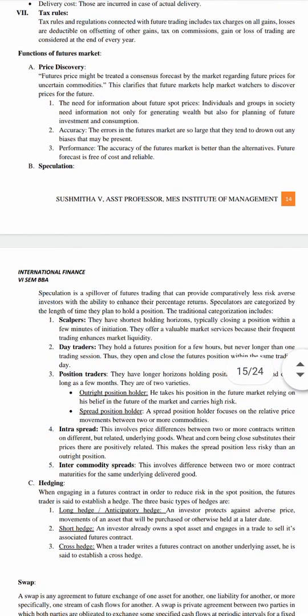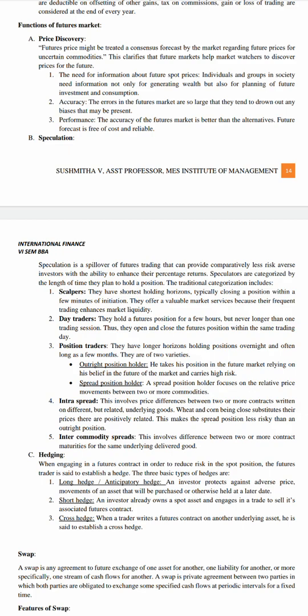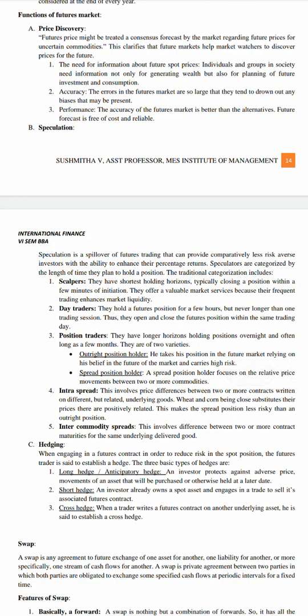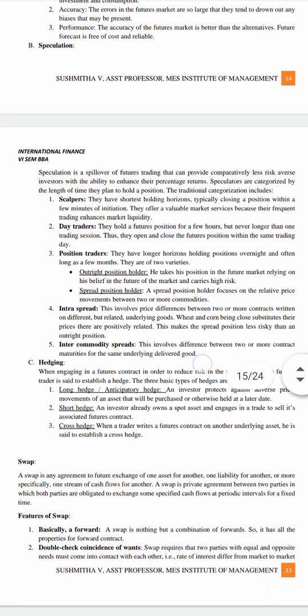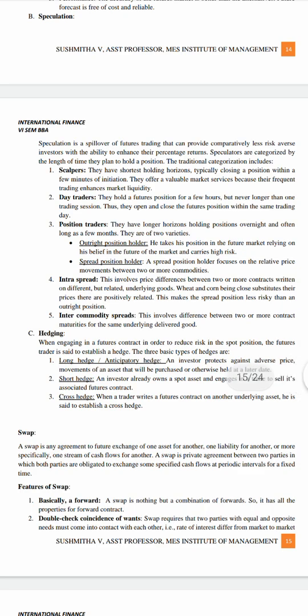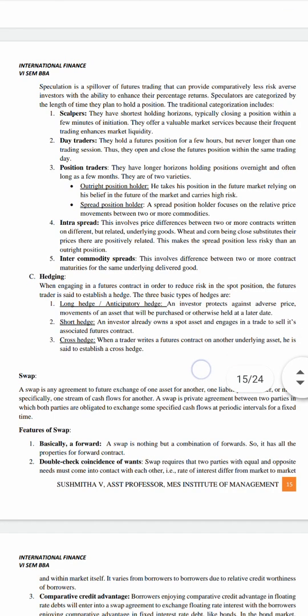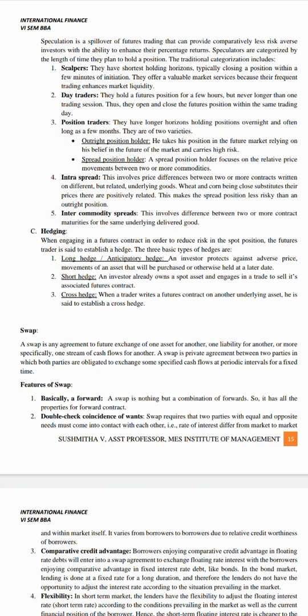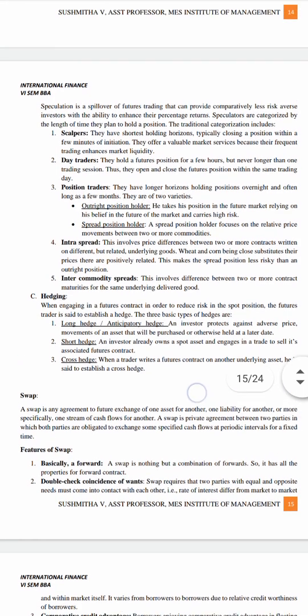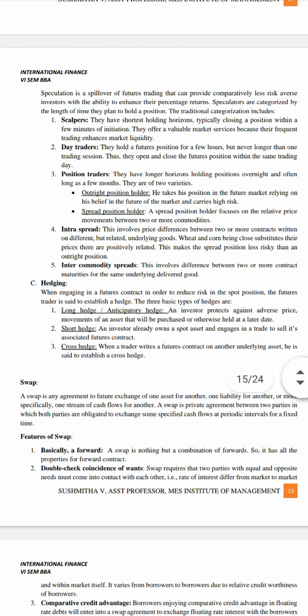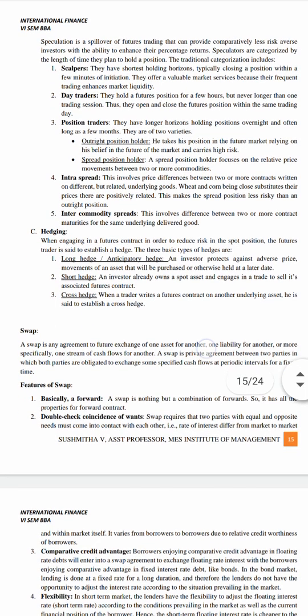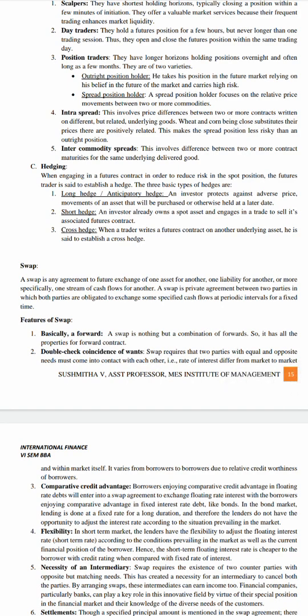Next, functions of the future market. Under functions, first is price discovery: when you have many buyers and sellers interacting with each other, they are going to expect the discovery of the price. Next, speculation. Under speculation we have different types of speculators: scalpers, day traders, position traders, intra spreads, and inter commodity spreads. All these are different types of speculation done under a future contract. Next, hedging: long hedge or anticipatory hedge, short hedge, and cross hedge.